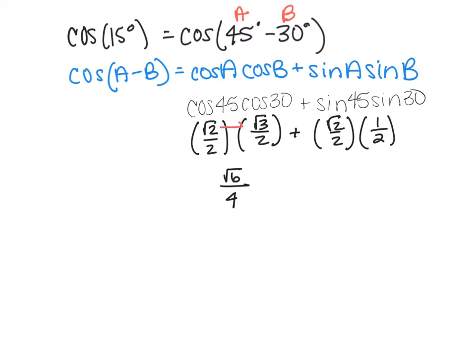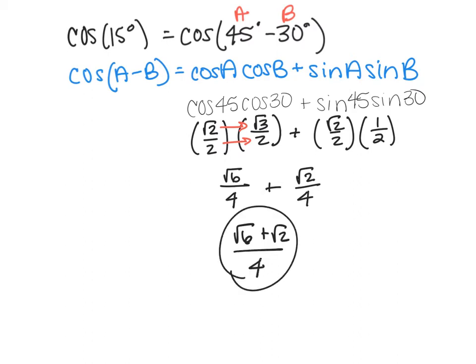Remember, with fractions, you just multiply straight across. And then root 2 times 1 is root 2. 2 times 2 is 4. And lastly, they have a common denominator. Naturally, that will happen. So we get root 6 plus root 2 all over 4. And that's our final answer.